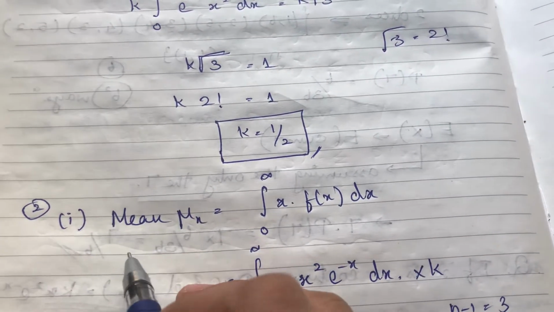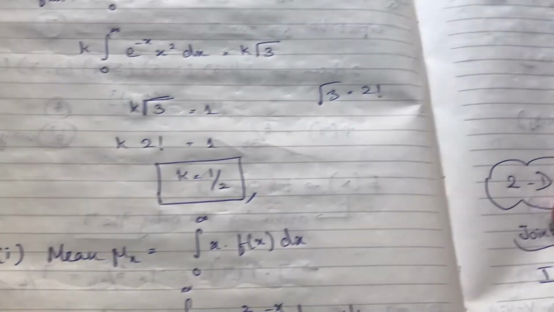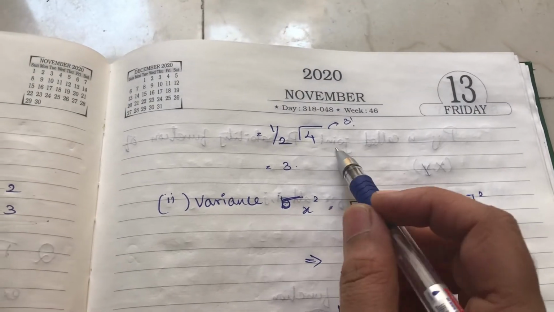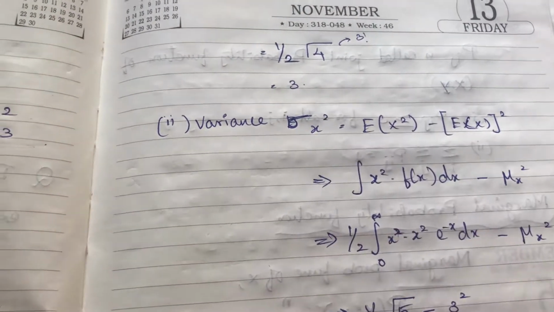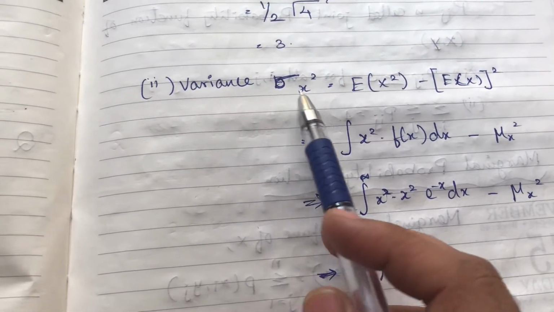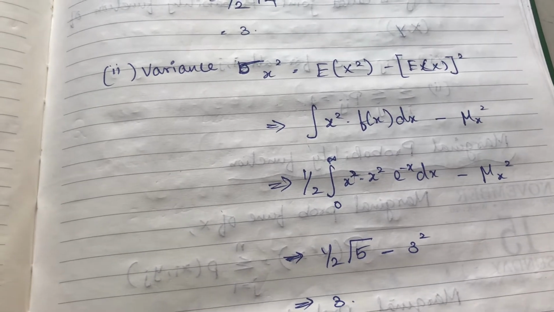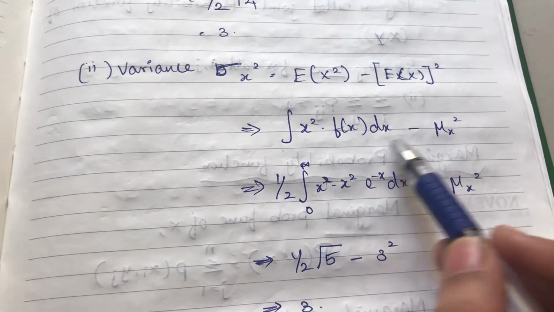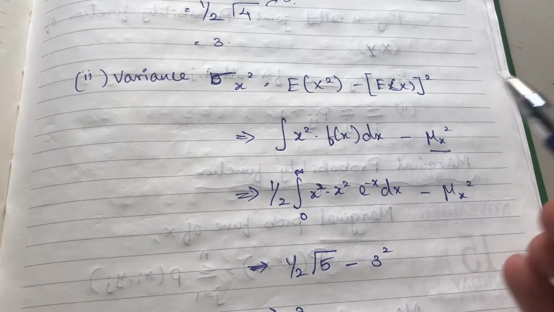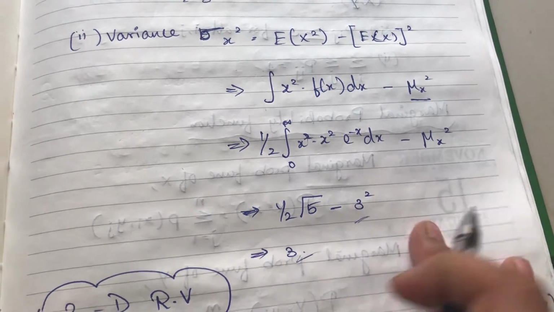And we have to find the mean, which is nothing but x into f of x, and you will get the answer like half into gamma 4. By simplifying it, you will get the answer 3. The same applies here. Variance means x square into f of x minus mu x, like this is nothing but the mean square. So by doing all the things, you will get the answer as 3.